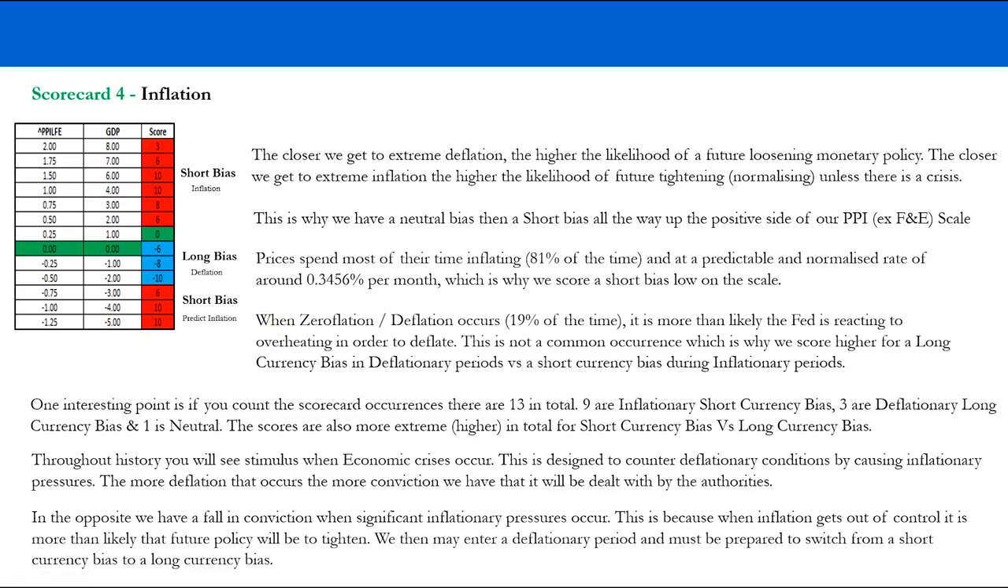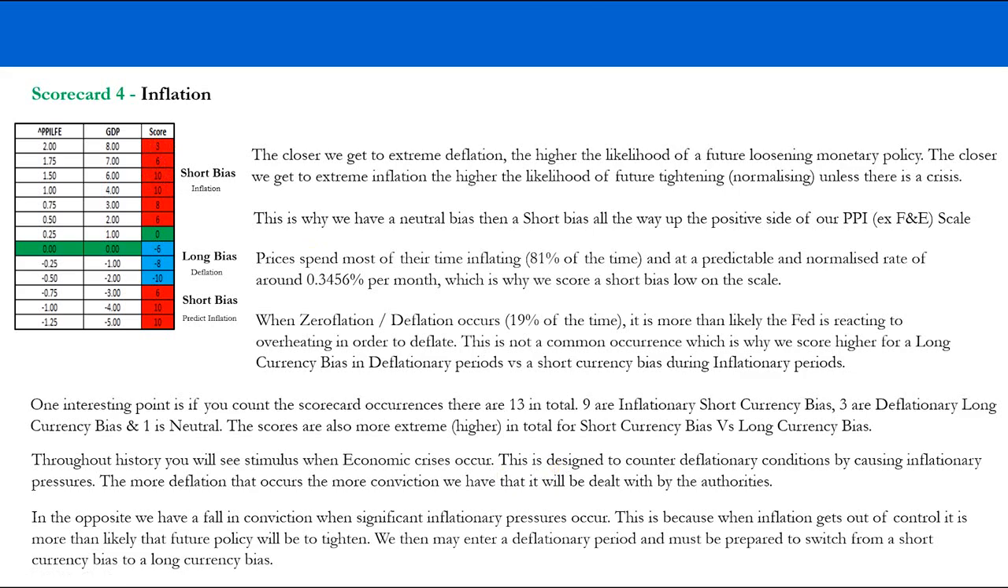So basically, for short currency bias versus long currency bias, we have more of them and there's more extremes. Throughout history, you'll see stimulus when economic crises occur. That's designed to counter deflationary conditions by causing inflationary pressures. The more deflation that occurs, the more conviction we have that it's going to be dealt with by the authorities. And in the opposite, we have a fall in conviction from here to here when significant inflationary pressures occur.